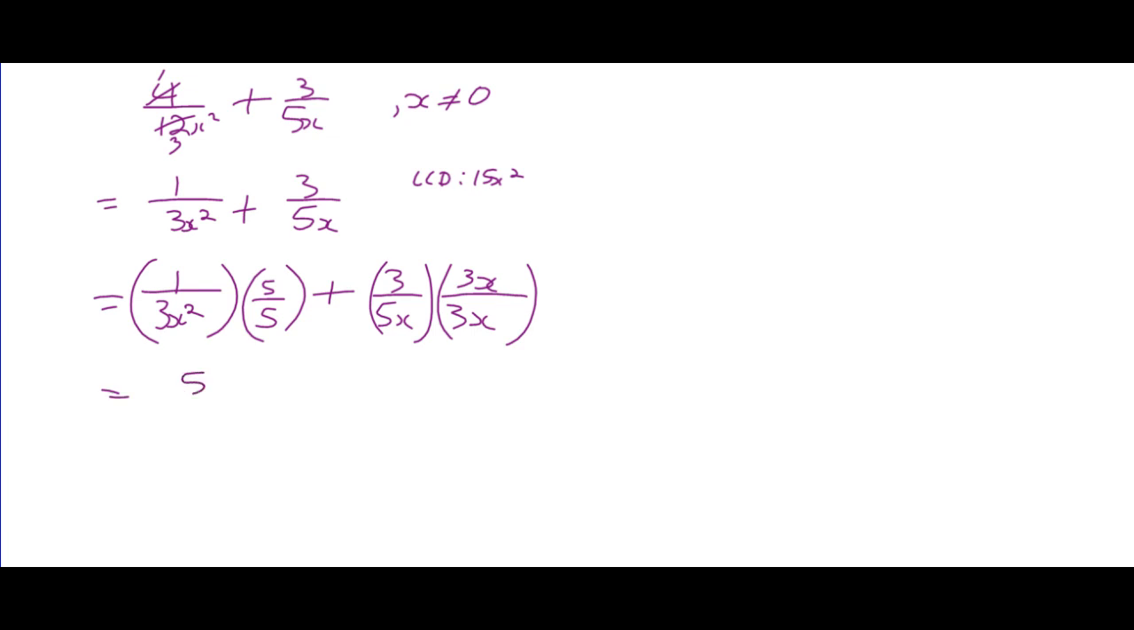So this becomes 5 over 15x squared plus 9x over 15x squared. Common denominator is 15x squared. And the expression here is 5 plus 9x, right? And then, is there anything that cancels? No, because there's no number that goes into 5, 9, and 15.